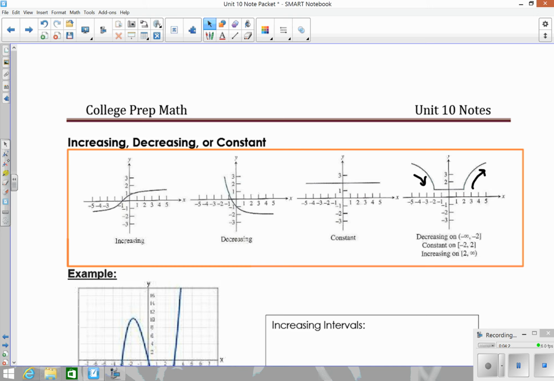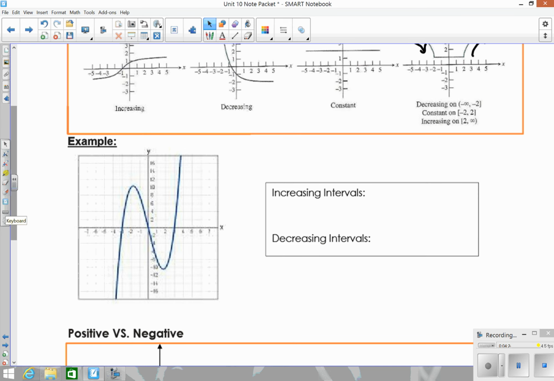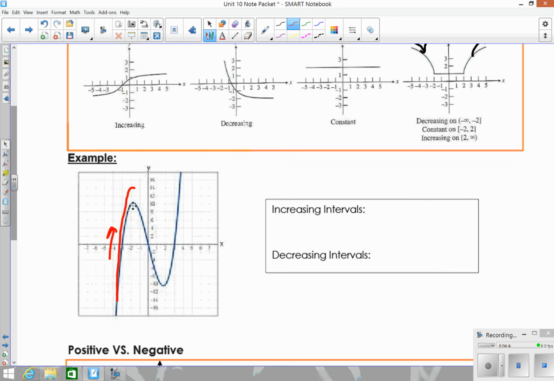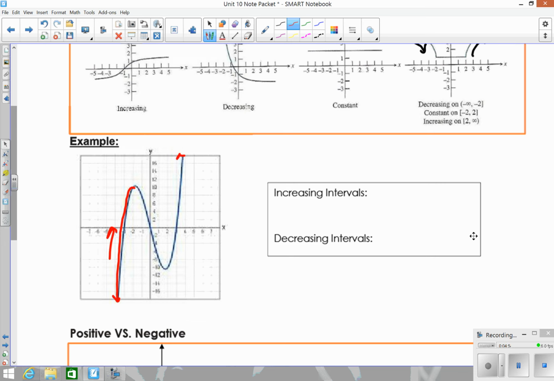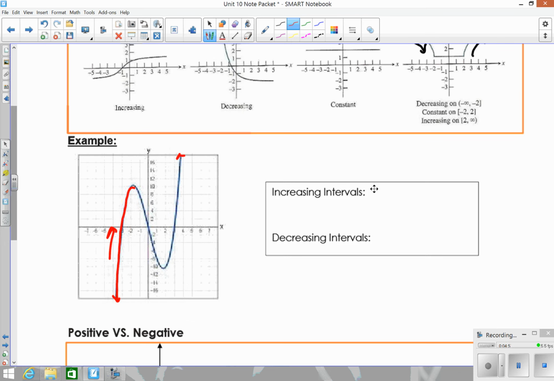So if we look at this example here, we want to figure out where it's increasing, decreasing, and constant. There's no sections here where my graph is constant, so I'm not going to worry about that. But basically, this portion of my graph is going up as x is getting bigger. So we always look at it as x is getting bigger. What are the y values doing? Y values are getting bigger as x is getting bigger. So this is going to be an interval. And remember that this graph really has arrows on it, so it's going to keep on going. So increasing is going to be on negative infinity to negative 2.